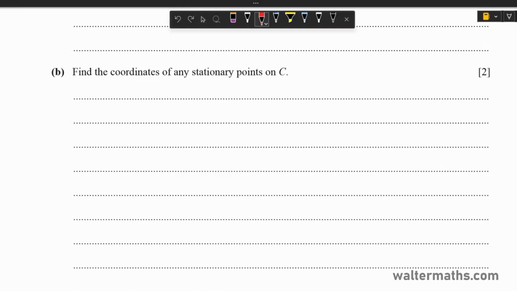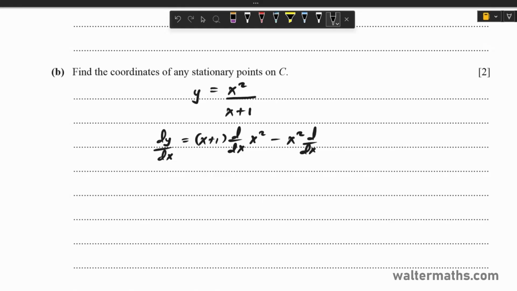Right, so we're going to take the equation of the curve y is equal to x squared over x plus 1. Then we're going to find dy by dx for the stationary points, because we know that at the stationary point dy by dx is equal to 0. So dy by dx using the quotient rule should give us x plus 1 times the derivative with respect to x of x squared minus x squared times the derivative with respect to x of x plus 1 all over x plus 1 squared should give us 0.